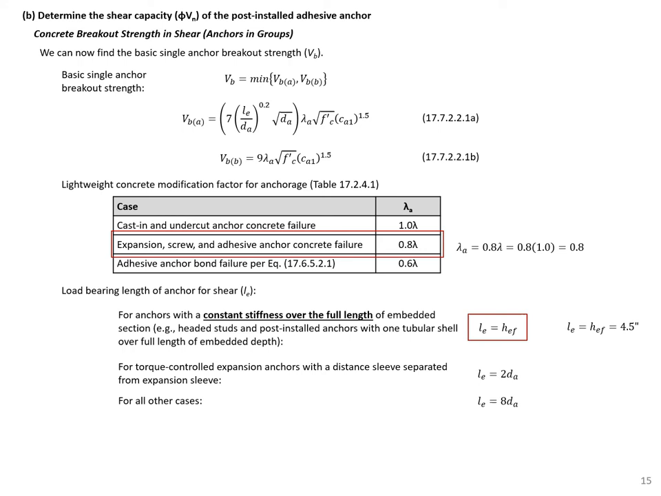We can now find the basic single anchor breakout strength, V sub B, which is equal to the minimum of these two equations shown here. Again, we'll need our lambda sub A factor. For our adhesive anchors with a concrete failure, our lambda sub A is still going to be equal to 0.8 times lambda, which will be 0.8 here because our lambda equals 1 for normal weight concrete. We'll need a load bearing length of the anchor for shear, which if we assume that we have a constant stiffness over the full length of the embedded anchor, then our L sub E is equal to our H sub EF, which is equal to 4.5 inches.